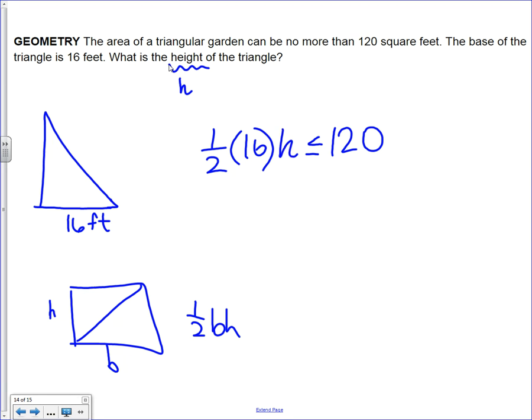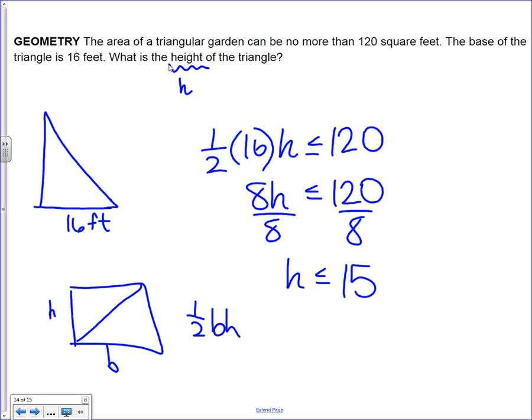All right, well, I can multiply the half times 16, can I? What is half of 16? 8. And I still have the h there. And then how are you going to isolate it? What's h then? 15?